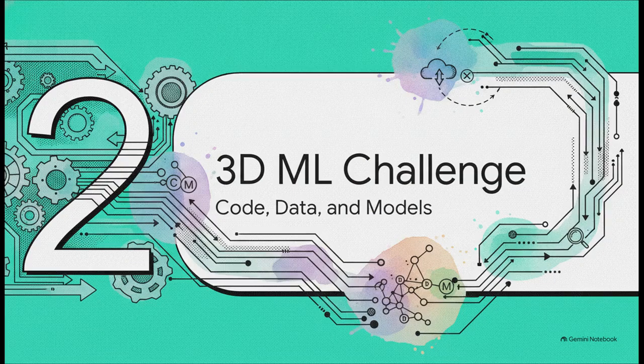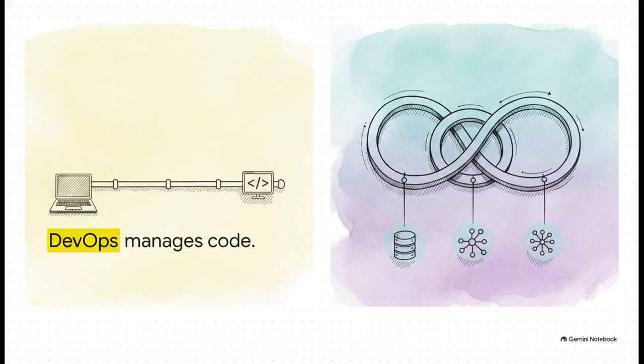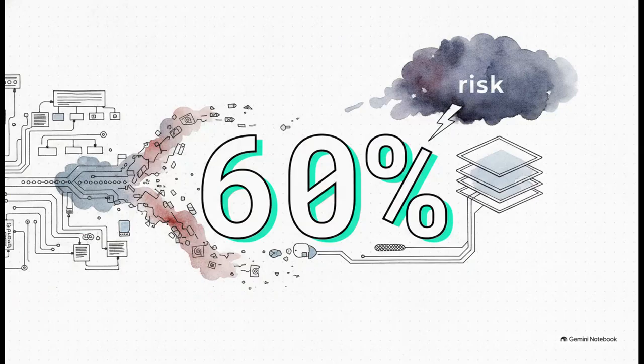Moving right along to Section 2, the 3-dimensional challenge of code, data, and models. As we learned in Chapter 2, standard DevOps is basically a one-dimensional game. You're mostly just managing code. But MLOps forces you to juggle a 3-dimensional challenge. For any machine learning system to be truly reproducible, your code, your data, and your models have to be versioned, tracked, and tested together all at the same time. And this dimensional complexity brings in a massive amount of risk. In fact, roughly 60% of ML project failures trace back strictly to data quality issues long before a model is even trained. We're talking about upstream schema changes or missing fields that just silently corrupt the inputs without anyone noticing.